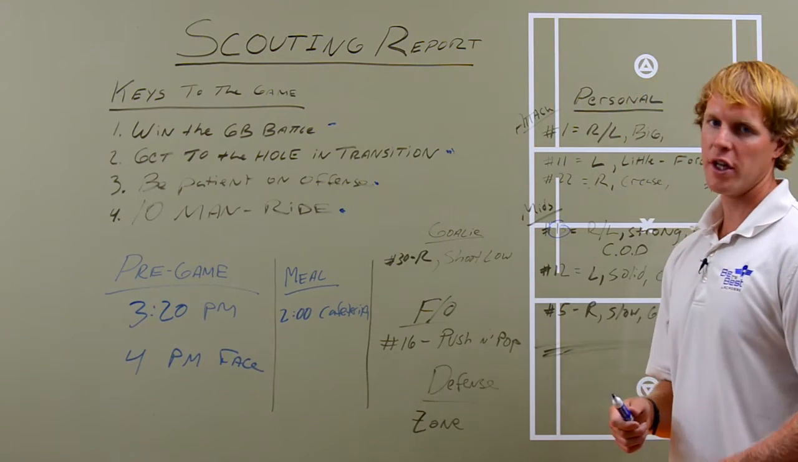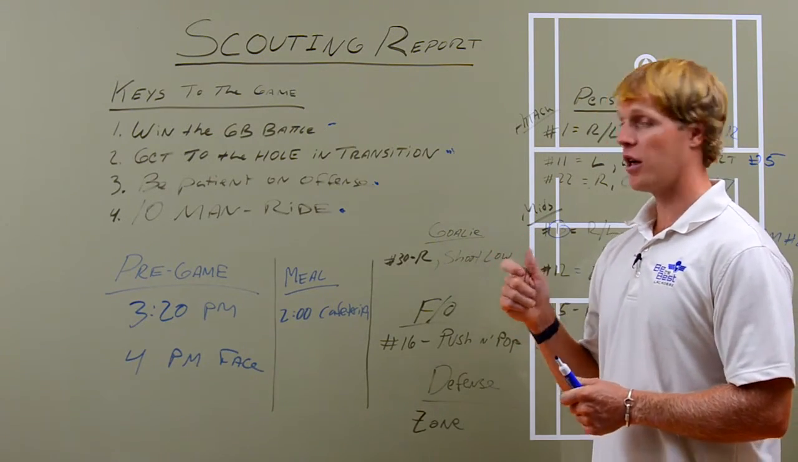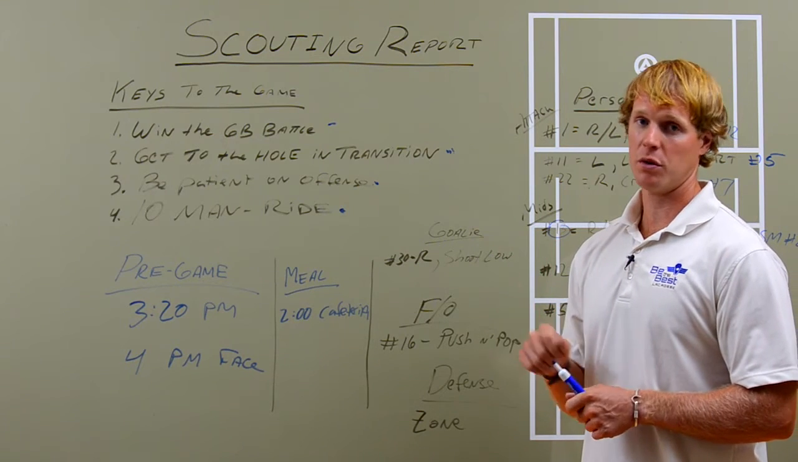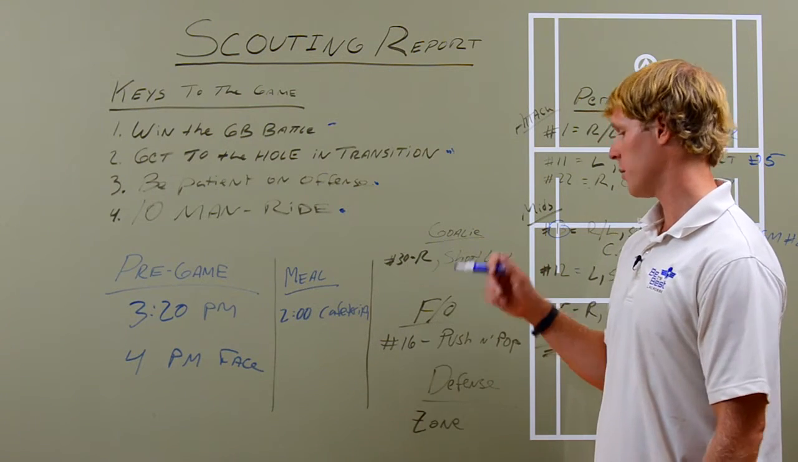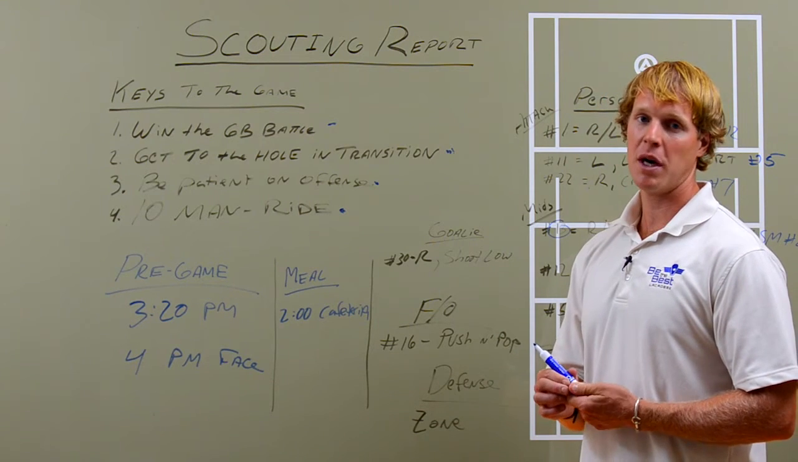Their goalie, number 30, he's a righty. So he's really good up top. He saves everything from the corner, so we're not going to try to pick corners tomorrow. So we really want you to shoot at his feet, shoot low, bounce shots, bounce shots, bounce shots.